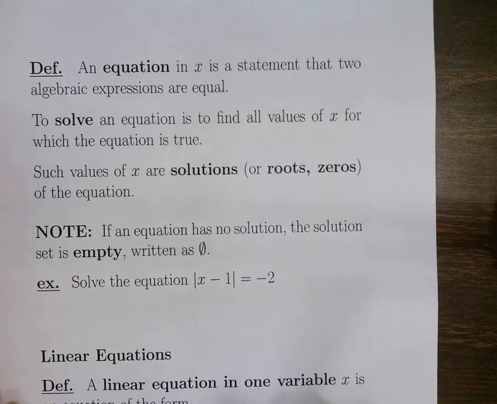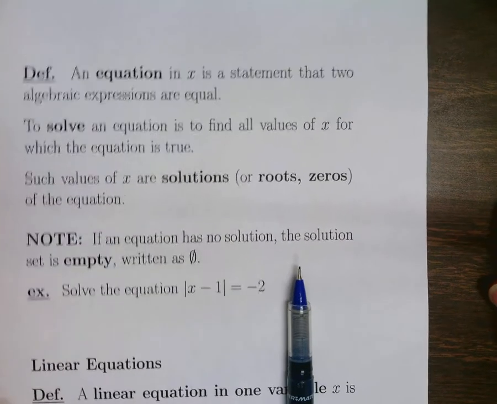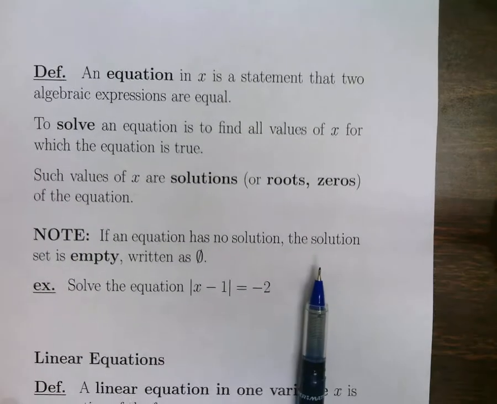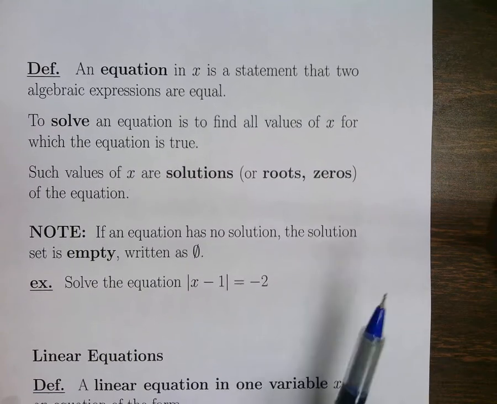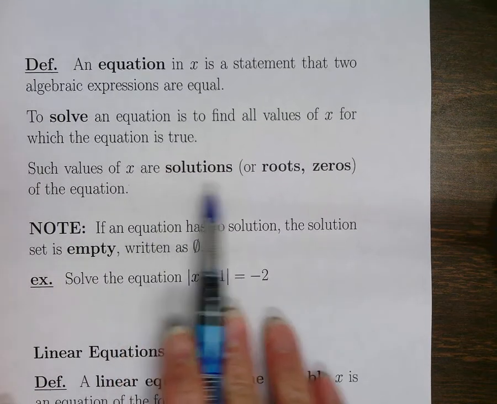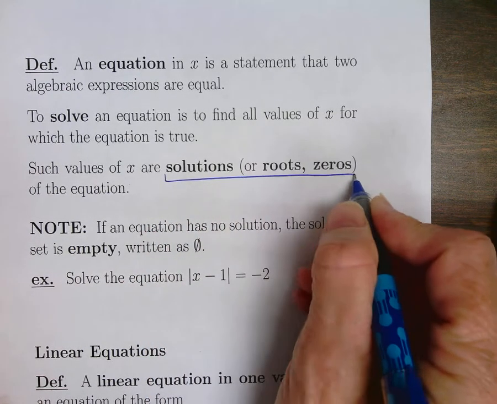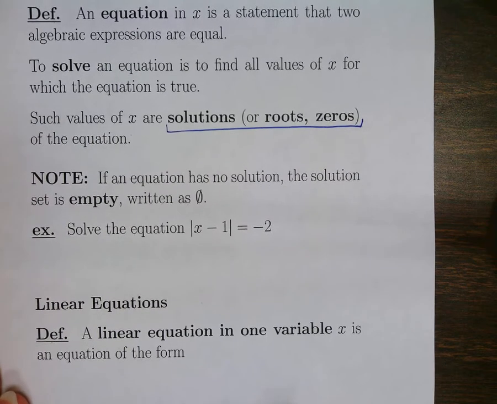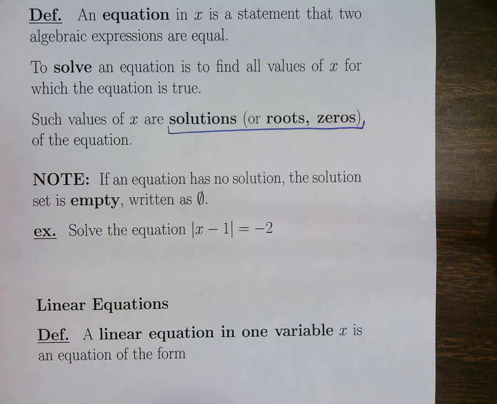An equation simply says two algebraic expressions are equal. The equation itself is the statement. To solve it is to find all values of x for which that equation is true. And we call those values solutions or roots or zeros depending on the different contexts, and we'll get into that more in future topics. Now, an equation can have one solution, many solutions. It can have an infinite number of solutions.